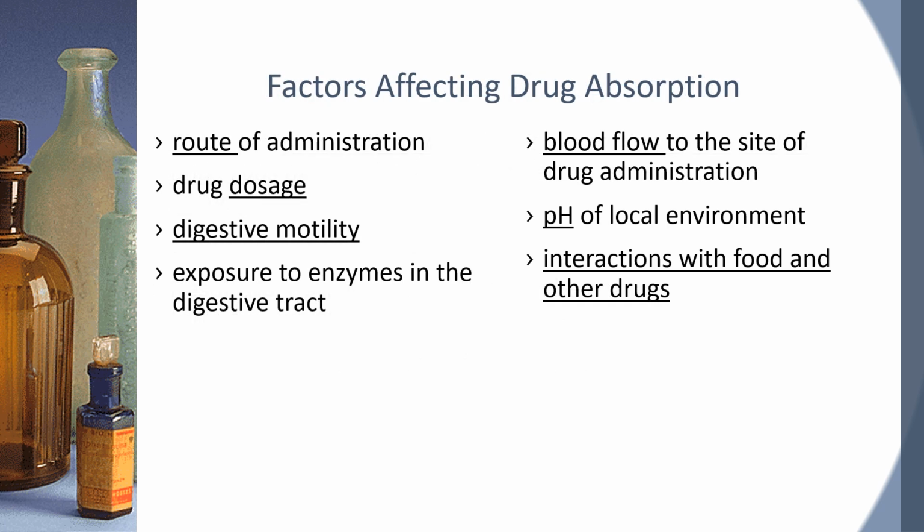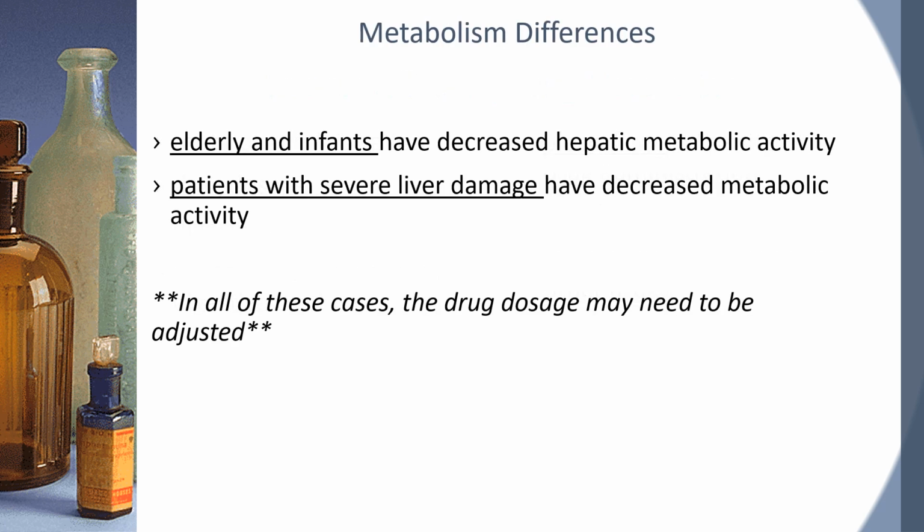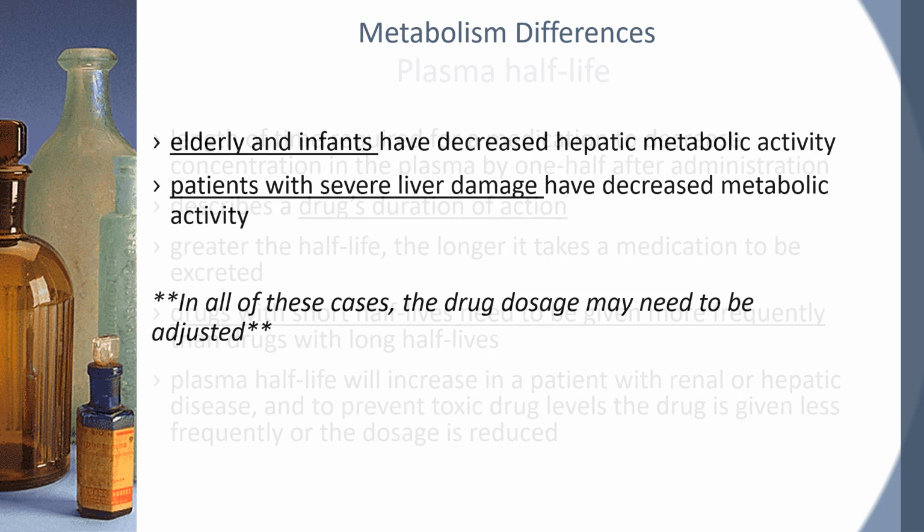So there's lots of factors affecting drug absorption: the route, the drug dosage, your digestive issues, blood flow to the site of the drug administration, pH of the body, any type of interactions with food or other drugs. And there are a lot of differences in metabolism. The elderly and infants have decreased liver metabolic activity. Patients that have severe liver damage have decreased metabolic activity, and the drug dosage may need to be adjusted.